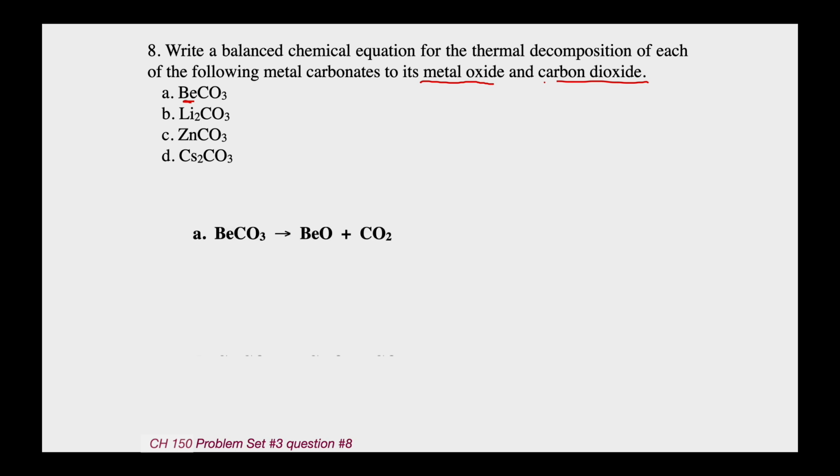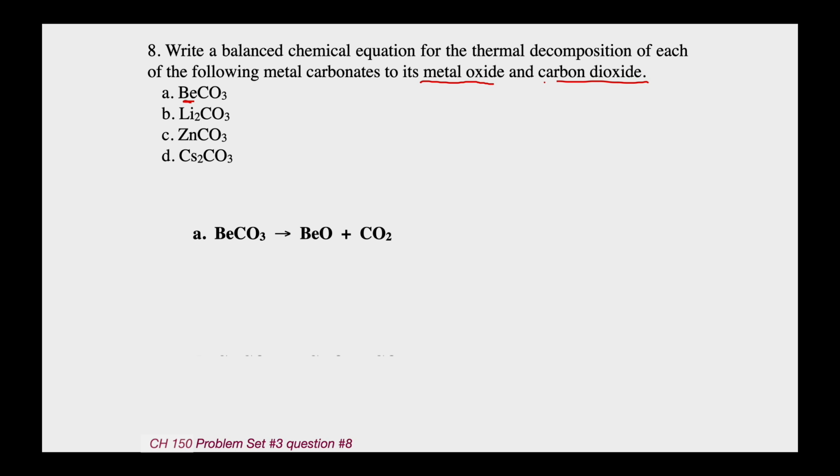So the first one, we would literally write BeCO3, the reactant, and that goes to BeO plus CO2. And again, it's BeO because beryllium is positive 2 in group 2A, and oxygen, group 6 minus 8, is negative 2, so the neutral compound would be BeO. Pretty simple. The next one is lithium carbonate.